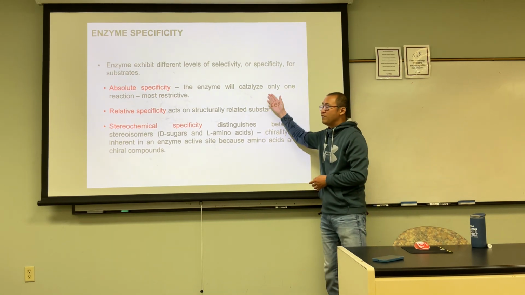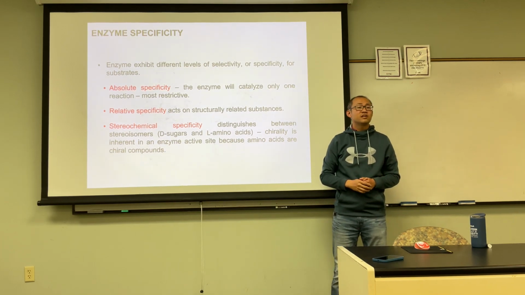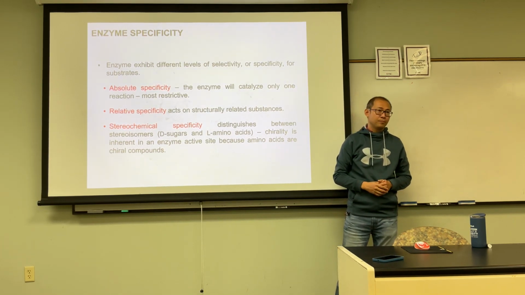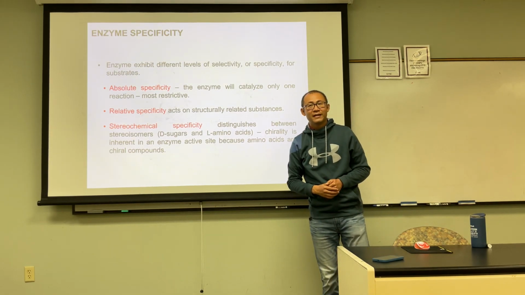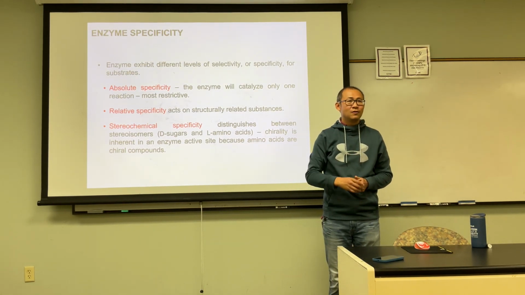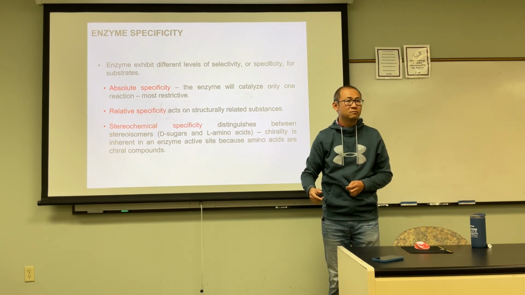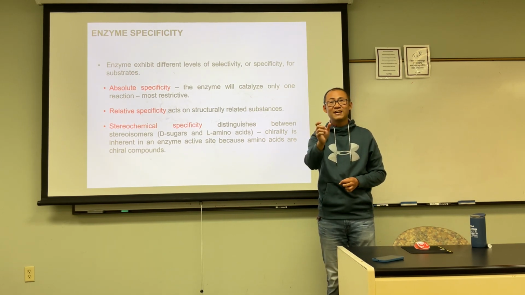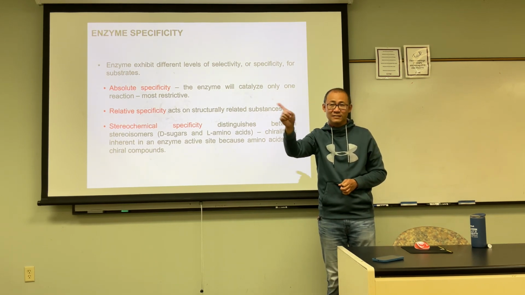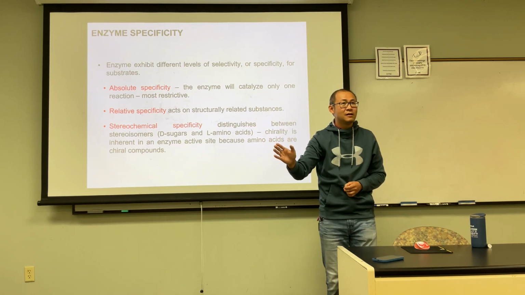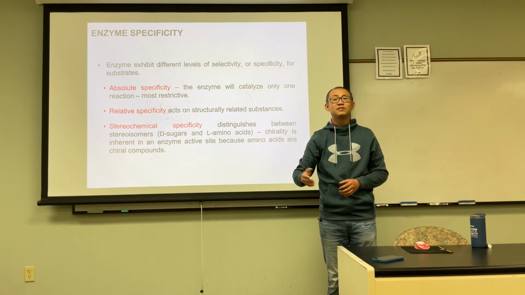One type of specificity is called absolute specificity. It means one enzyme can only catalyze one substrate in one reaction. Nothing else. It only does that one job. Just like one car only takes you to one place, nowhere else, nobody else. That's called absolute specificity.